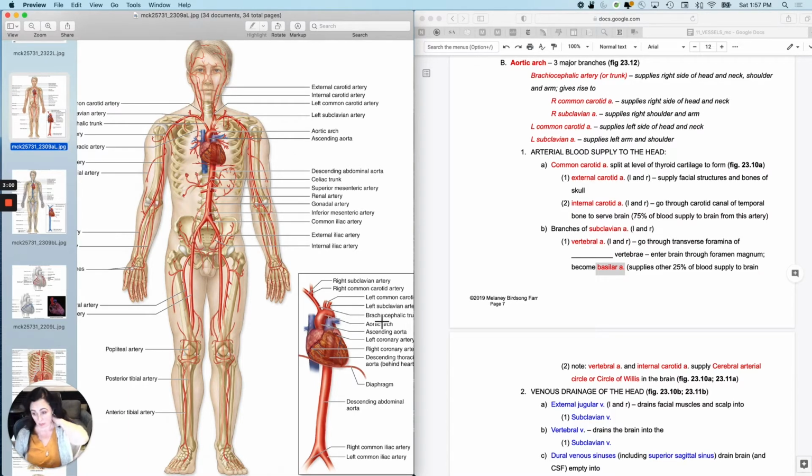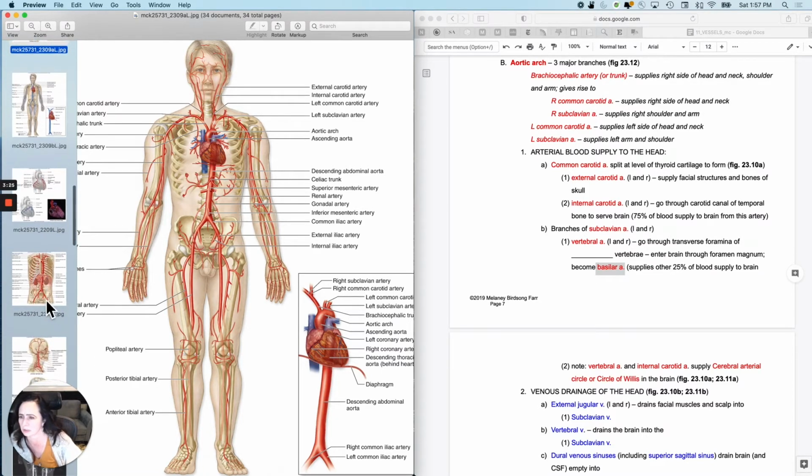And in most people, there are definitely some variations in all of this in humans. The three branches are in order of the order that they get blood. The first one is the brachiocephalic artery, also sometimes called the brachiocephalic trunk. Then the right common carotid, the brachiocephalic, then the left common carotid, and the left subclavian. So let's look at those a little more closely.